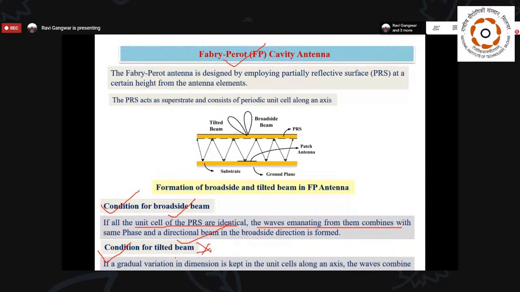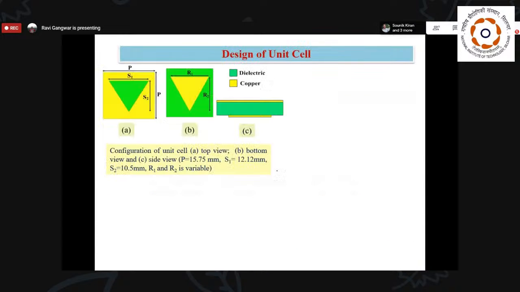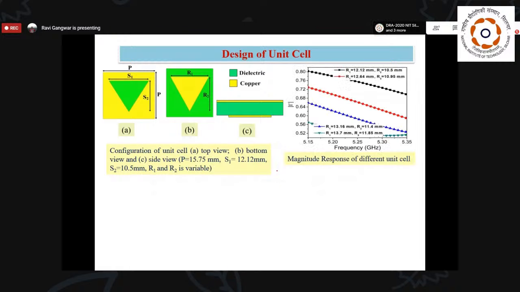But when we want tilting of the beam, that means beam steering capability, a gradual variation in the dimension is required. Due to that, the waves combine with certain phase differences, and the beam tilts along the same axis. Here you can see that when we do not have the PRS, we get a broadside beam. When we put the PRS, we get the tilted beam concept. So here we are going to use this particular concept to get isolation.